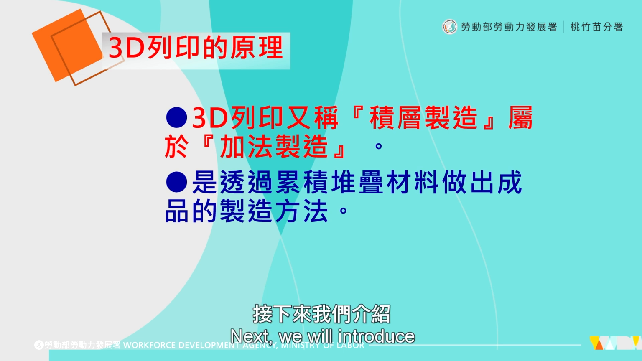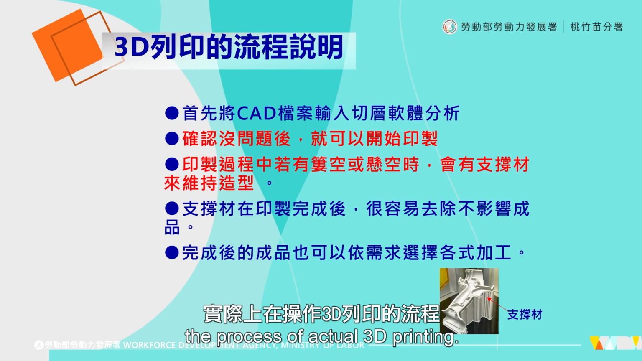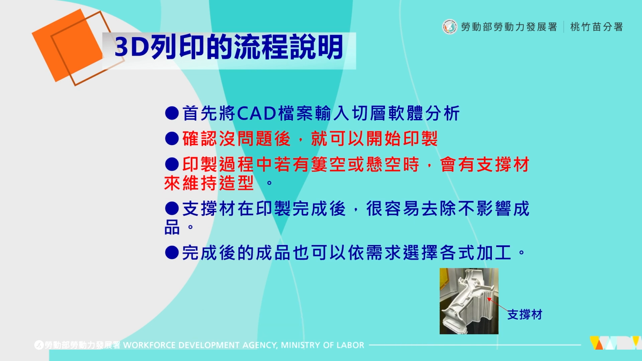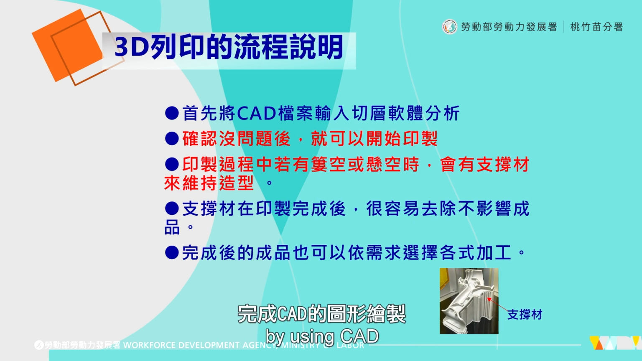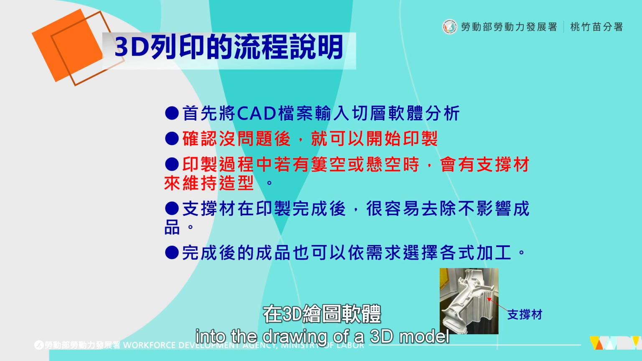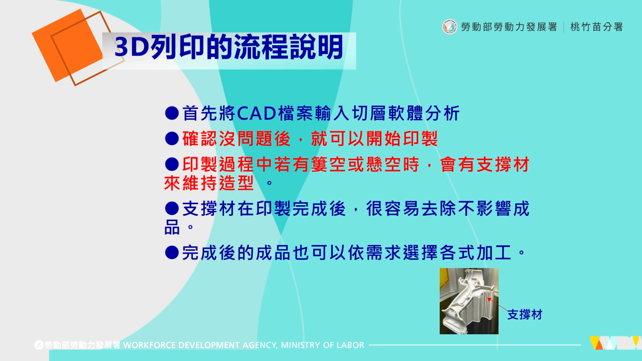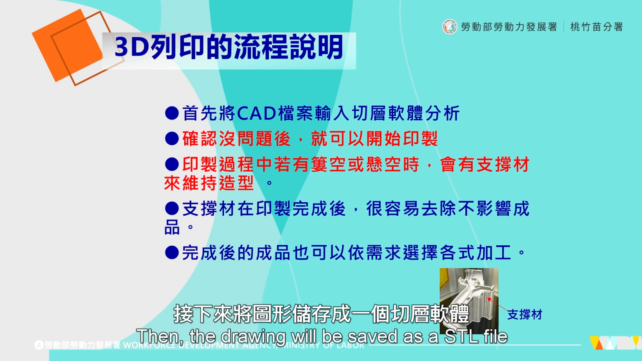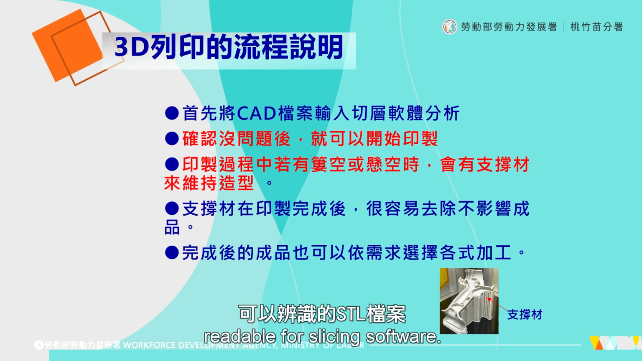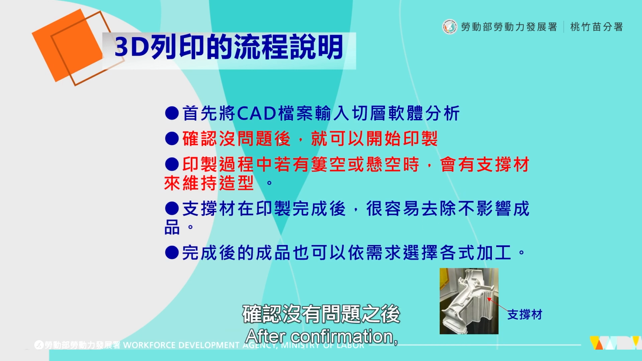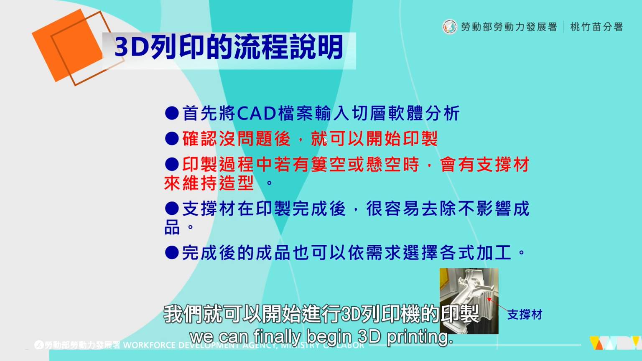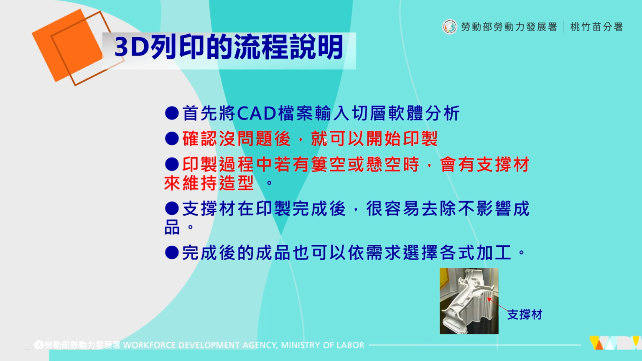Next, we will introduce the process of actual 3D printing. As we introduced previously, we need to use CAD to draw the 3D model of our creative design. Then the drawing will be saved as a STL file readable for slicing software. Then the file is analyzed in slicing software. After confirmation, we can finally begin 3D printing.